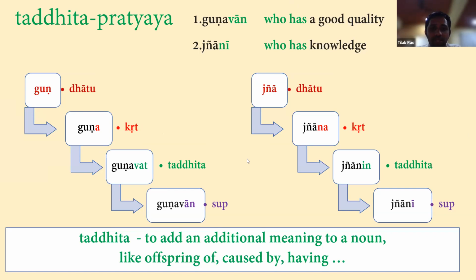So what is the additional meaning we are getting? When we say gunavan, one who possesses guna, who has guna, is gunavan. Or when we say jnani, one who has knowledge. So this meaning we are getting by adding a tadhita pratyaya. This is the additional meaning, who has something. In both the examples, I left out one step, just to avoid making it complicated, between krit and tadhita.